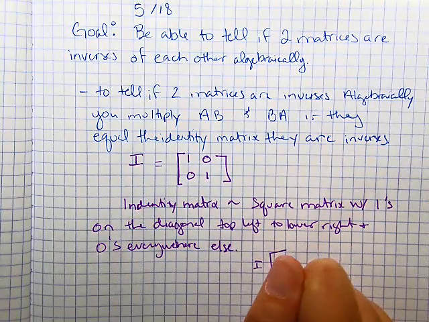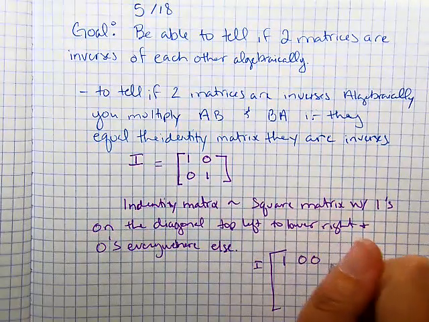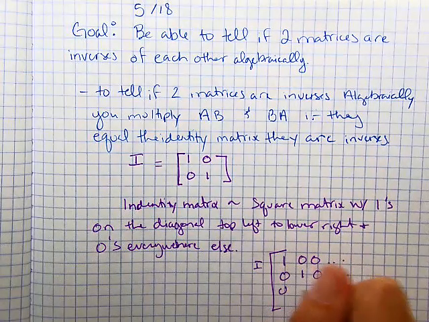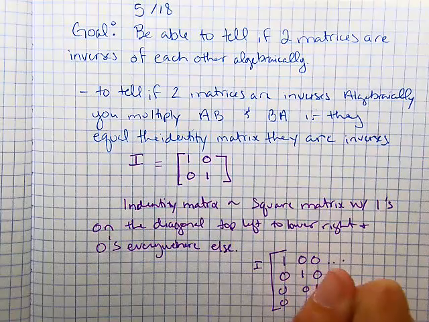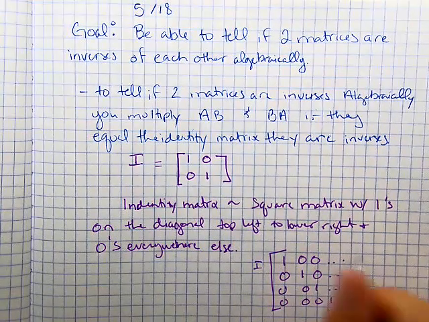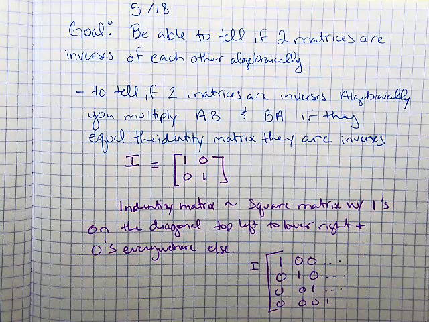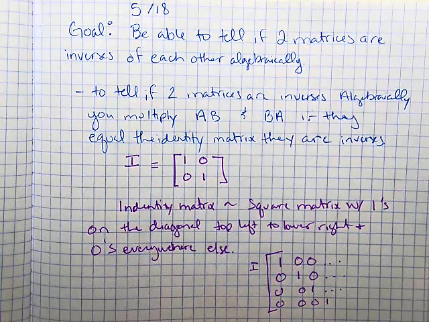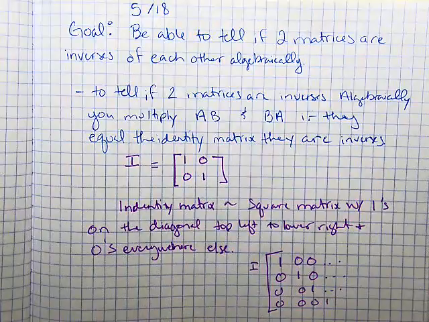So in general, it'd be 1 0 0 dot dot dot, 0 1 0 dot dot dot, 0 0 1 dot dot dot, 0 0 0 1. It continues on. It's a never-ending pattern. And if two matrices multiplied together equal this, they are inverses.